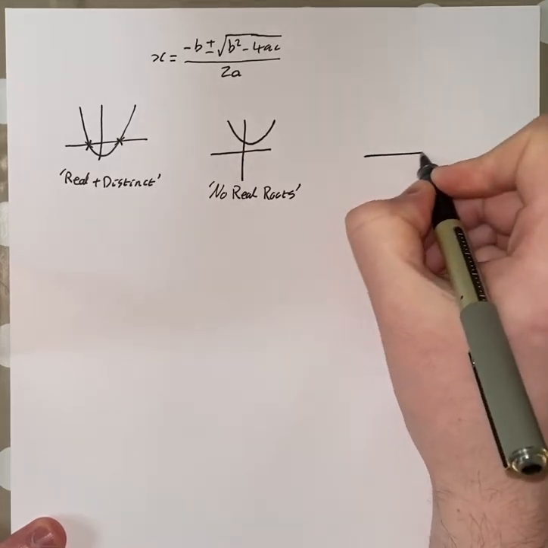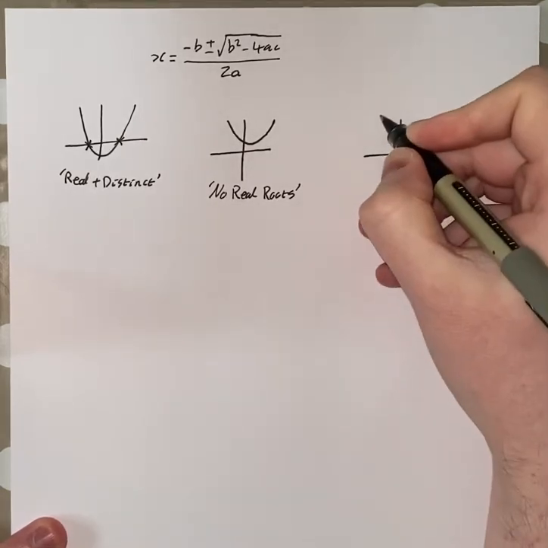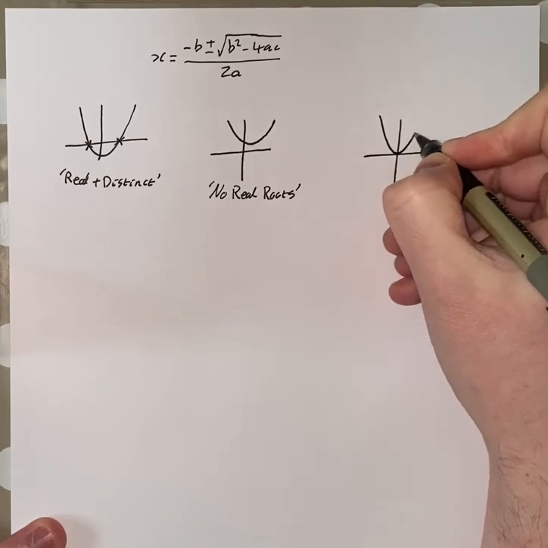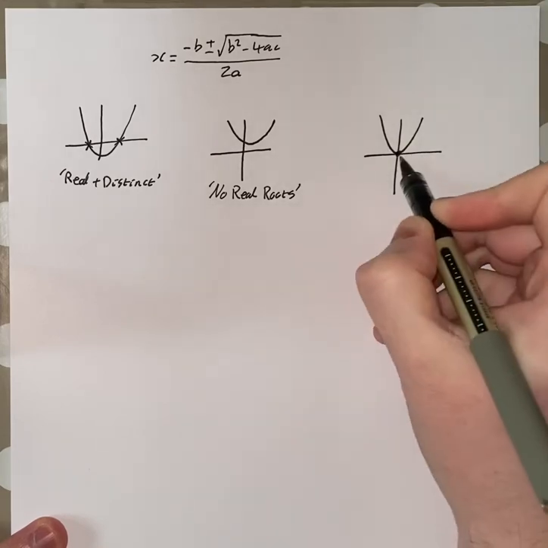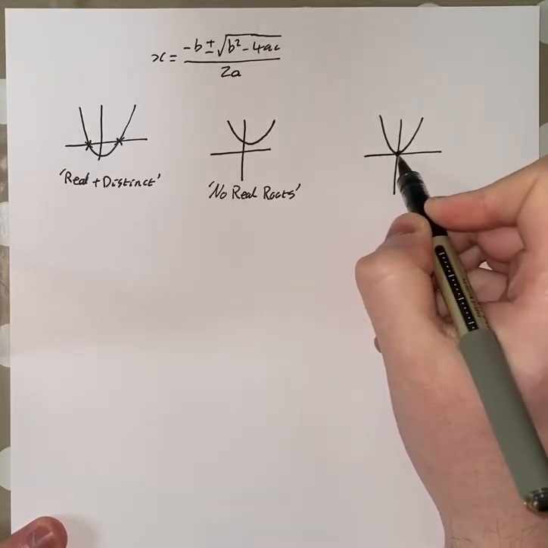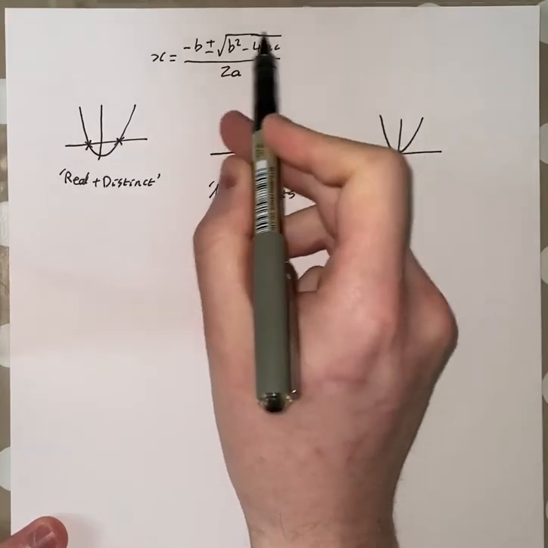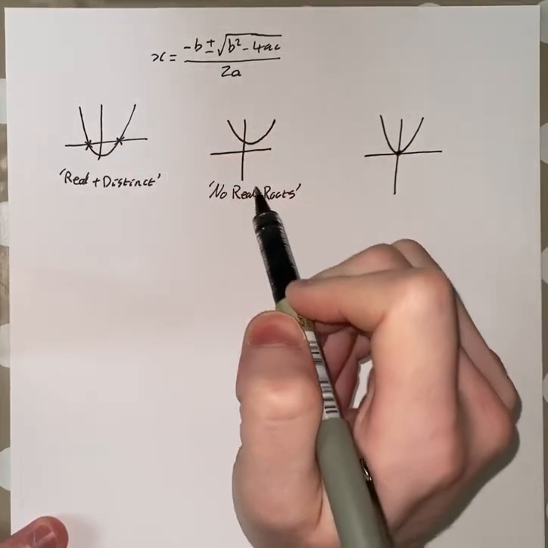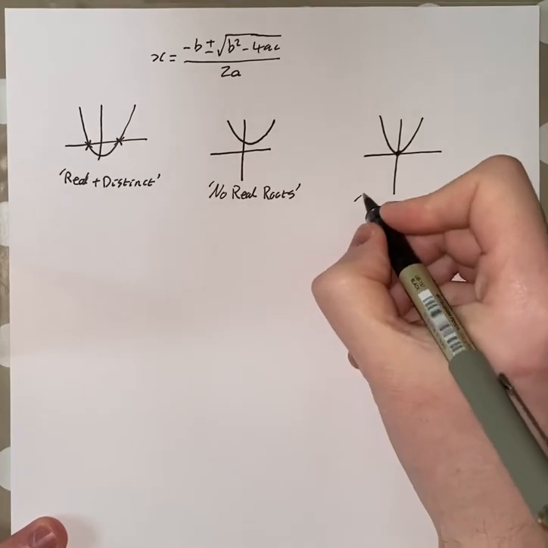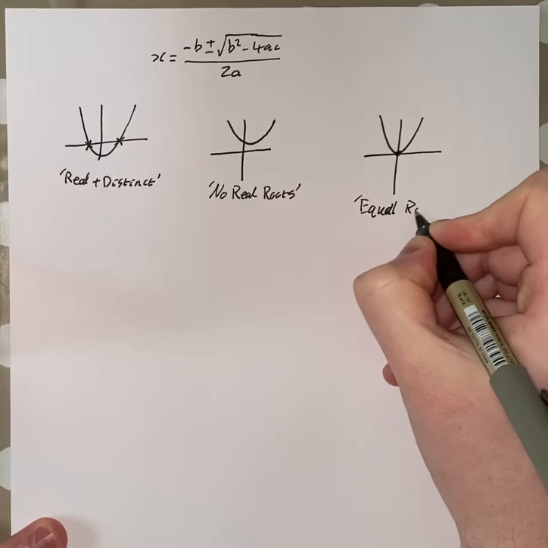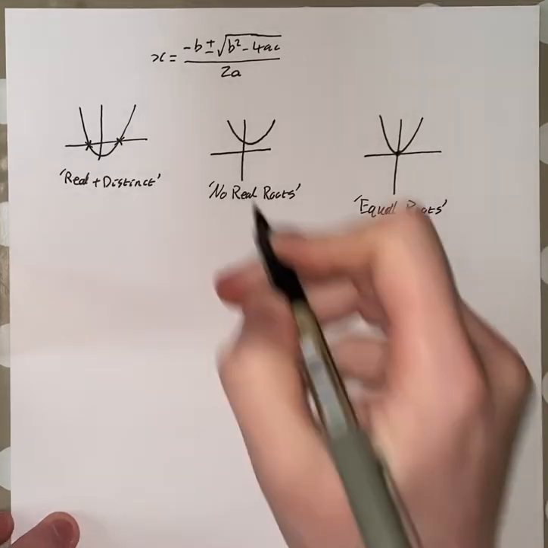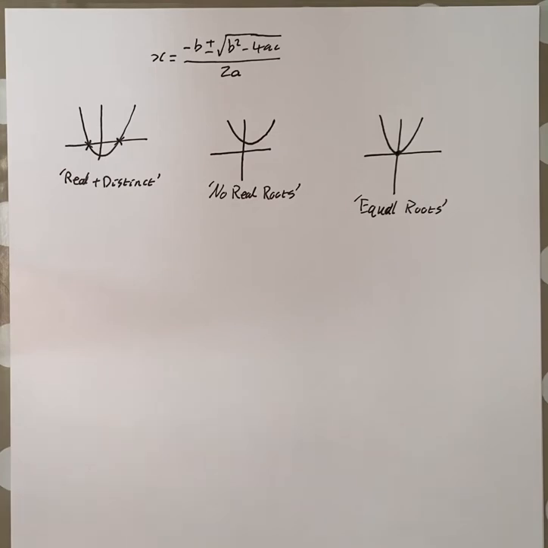Our third possibility would be that our graph comes down and just touches the x-axis once. So that turning point of the graph is right on the x-axis. There would only be one solution. If we worked through the full problem using the quadratic formula, we would get the same answer twice, doing the plus and the minus. So we say this has equal roots. One root would be a simple way to put it, but technically speaking, we say equal roots.